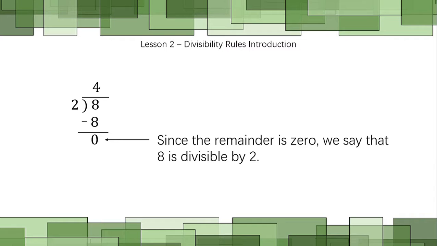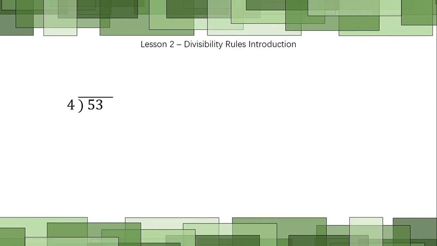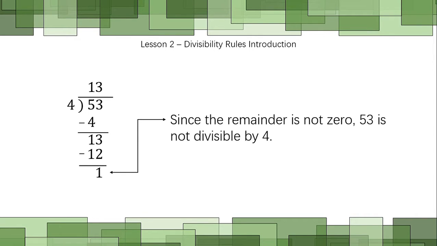For our next example, let's see if 53 is divisible by 4. Starting from the tens digit, dividing 5 by 4, you'll get 1. 1 times 4 is 4. 5 minus 4 is 1. Bring down 3. 13 divided by 4 equals 3. 3 times 4 equals 12. 13 minus 12 equals 1. Since the remainder is not 0, 53 is not divisible by 4.